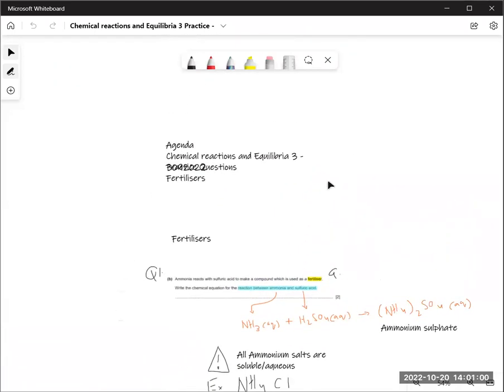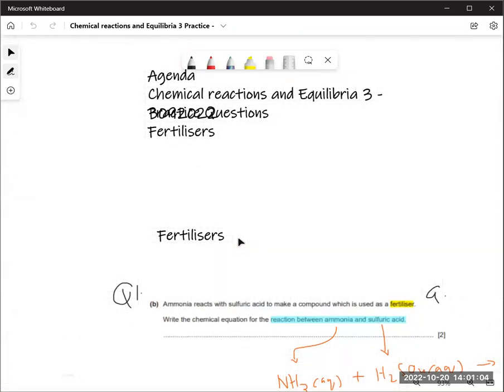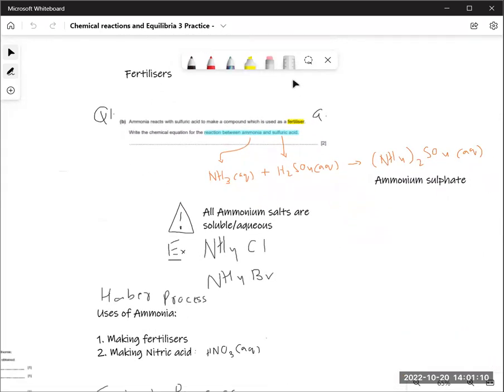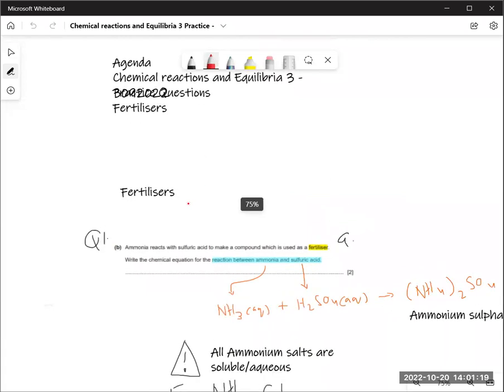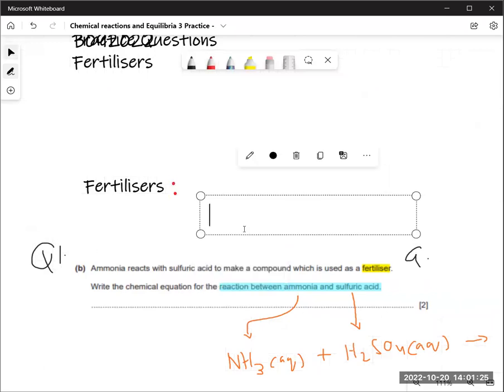Now start writing from here. The next thing we're looking at is fertilizers. Fertilizers is directly related with ammonia and also with sulfuric acid. Now, what are fertilizers? Well, we know what they are. They're used to increase the yield of crops, to give nutrients to crops. Now, start writing this. Fertilizers. After that, write main components.